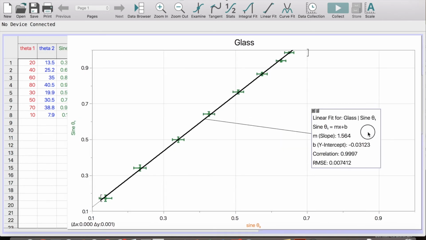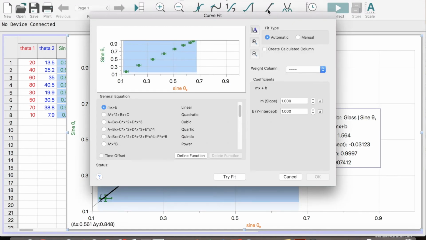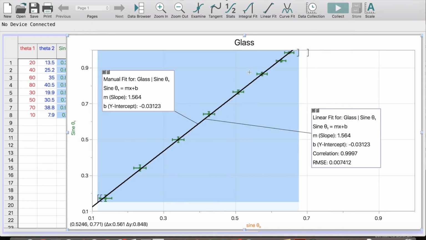And so we're most of the way there, but now we need to add in our slopes, the maximum and minimum slopes that we could get for this graph. So let me show you how to do that. We're going to select the whole region here and go to curve fit. We want to do linear, so we'll tell it to try fit. Make sure you're on linear, and then we'll switch it over to manual before we hit OK. That's going to let us change the slope.